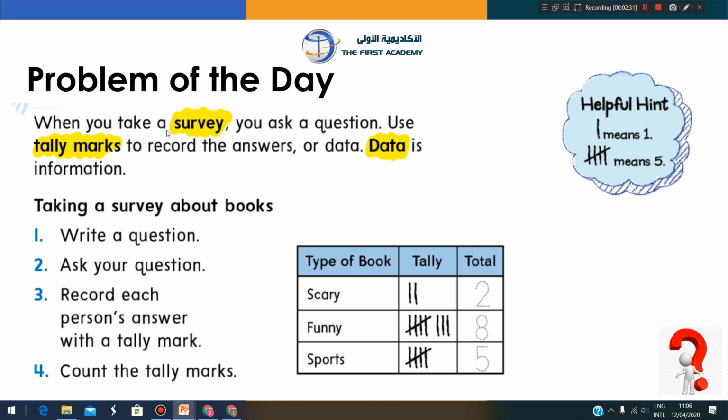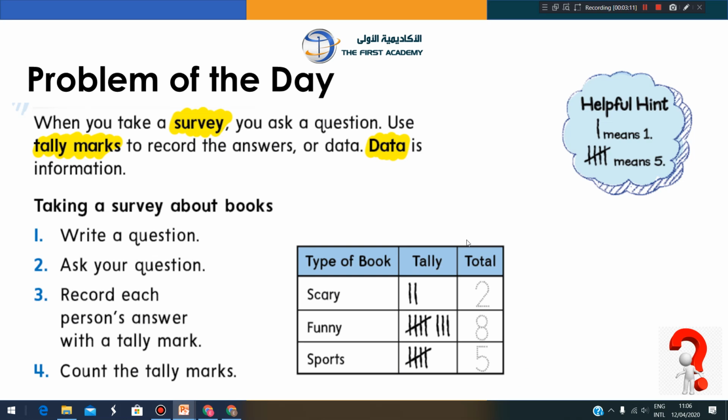A survey is when you ask questions to people about anything, about what they like or what they do or what they eat or anything you want to ask about. That is a survey. Then you use tally marks to record the answer. I hope that you understood what tally marks are from the video, but we're going to revise that again. And data means information. Data is all the information that you collect from your survey and you write it down in the chart.